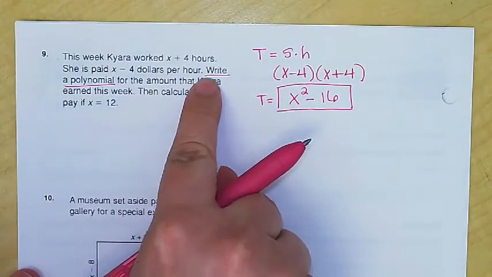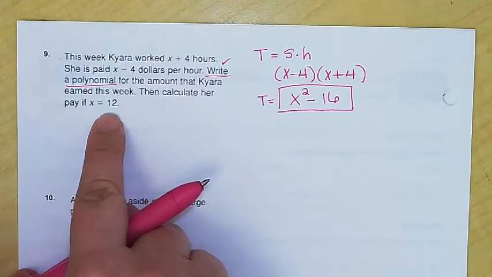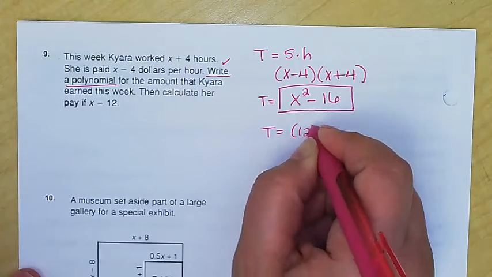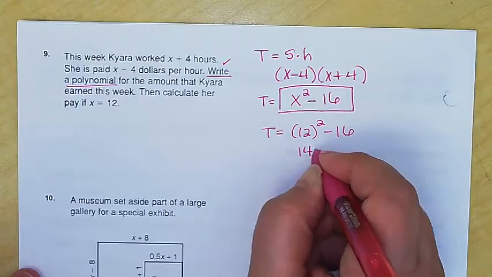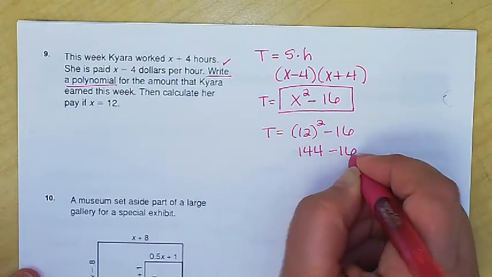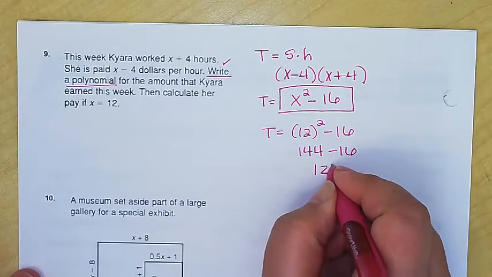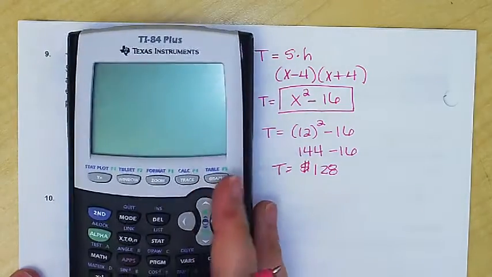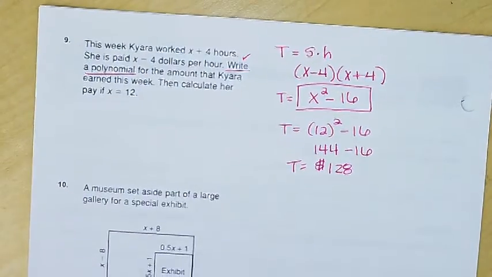So now that I have my polynomial, that's part 1 here, okay? So I can check that off and say, okay, I've done that. Then they want me to calculate this pay if x is 12. So now I can find out, oh, okay, well, if x is 12, I'm going to insert a 12 right here for x. I can work out how much Kiara made. So this is 144, that's a perfect square, minus 16. I believe that's $128 that she'll get paid this week. x is 12, but let's check to be sure. So on my calculator, if I do 12 squared minus 16, it is 128. There you go. So she gets paid $128.